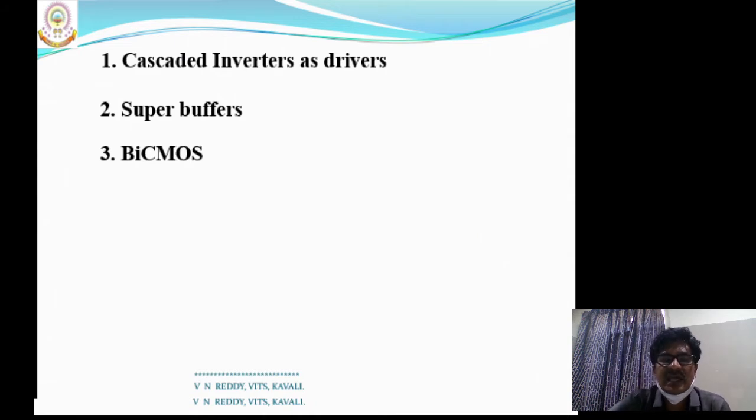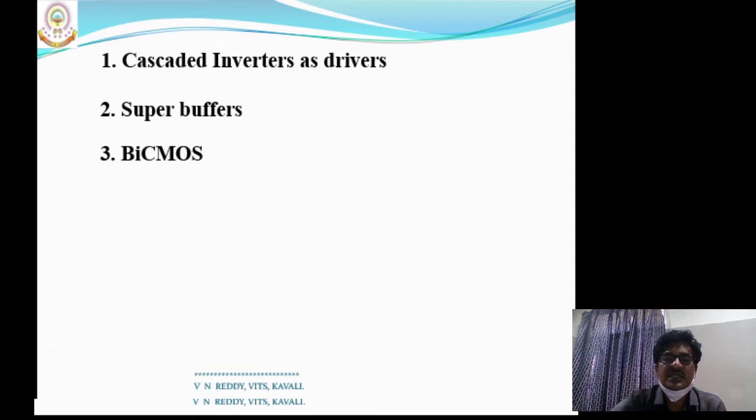cascading inverters as drivers. So instead of a single inverter for driving the large capacitive loads, it is better to use many stages. Another technique is using super buffers. One more technique is using biasing mask technology. So these are the different ways or different techniques used to drive the large capacitive loads.